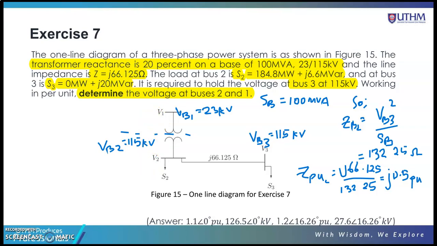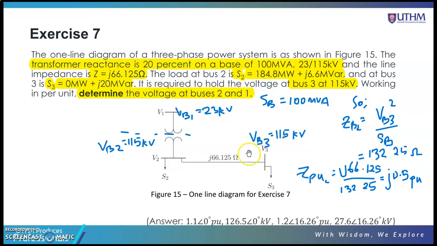First of all, you need to determine all the base values for the voltage and apparent power. S base equals 100 MVA for this system. V base 1 equals 23 kilovolt at the primary side of the transformer. V base at the secondary of the transformer, VB2, equals 115 kilovolt. The base voltage of bus 2 and bus 3 equals 115 kilovolt.